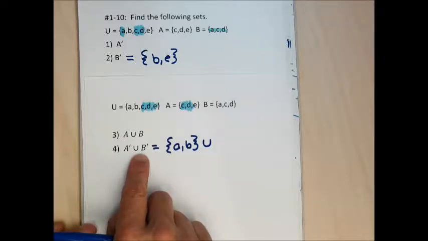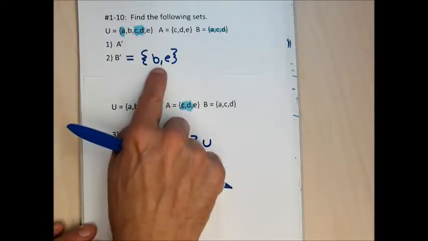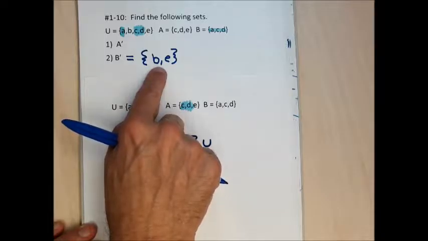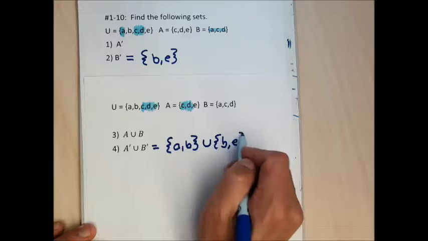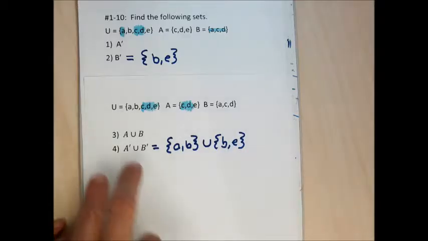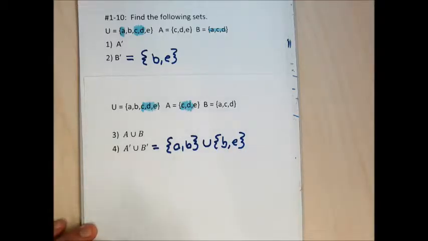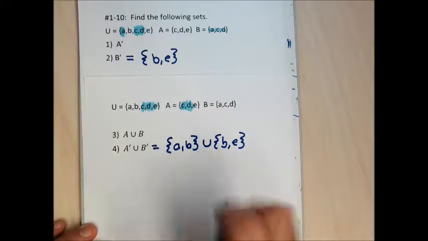The reason I left my other sheet up is because I already found B complement for this set. So B complement is B and E. So I've done the two complements. After I do the complements, now I can do the union for my problem 4.